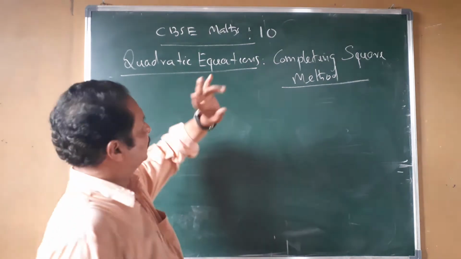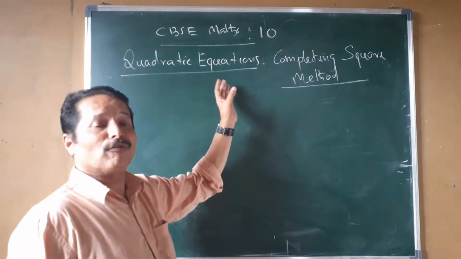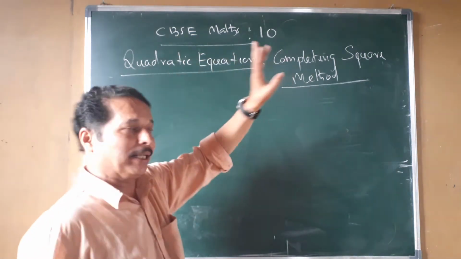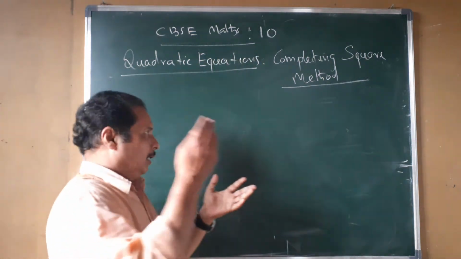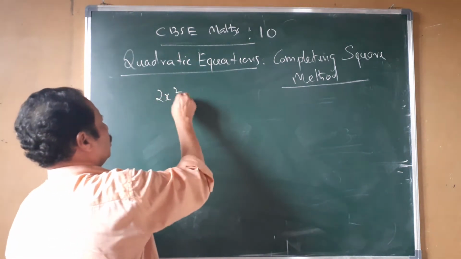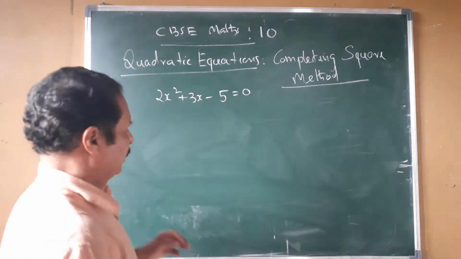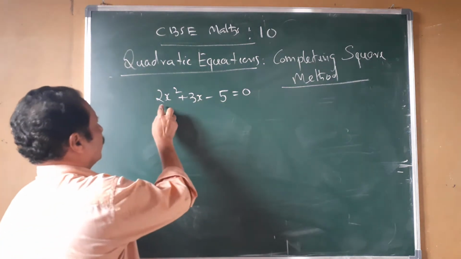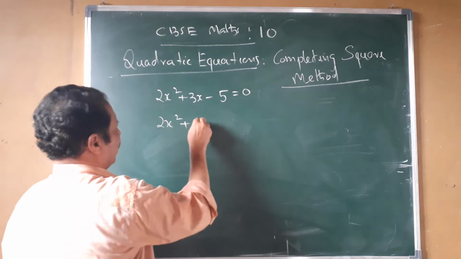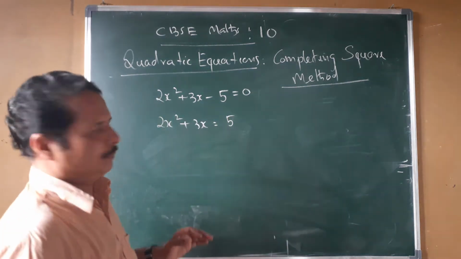Now, yesterday you studied how to find the roots of a quadratic equation by the completing square method. Now we want to discuss some more problems. 2x square plus 3x minus 5 is equal to 0. Look at it. 2x square plus 3x equal to minus 5, transferred to that side, it is 5.